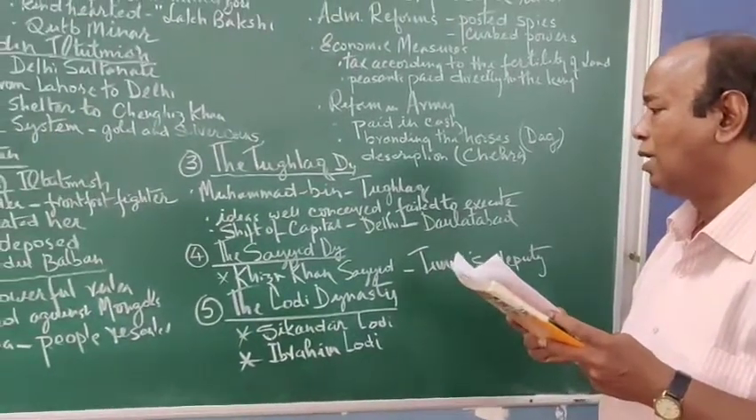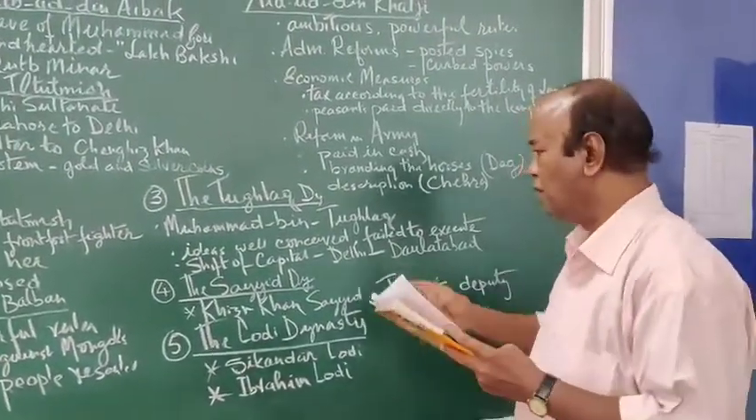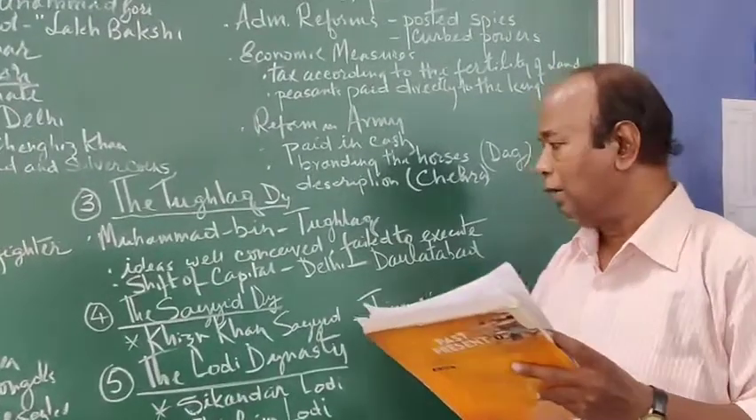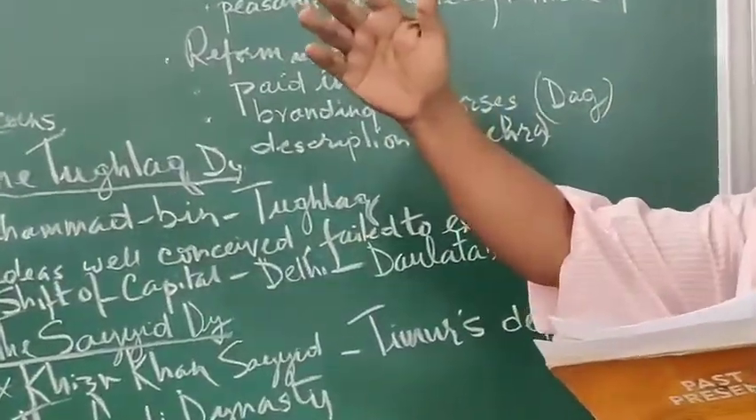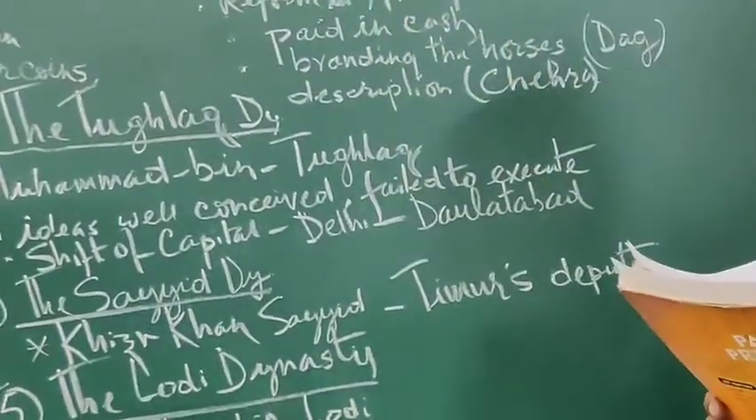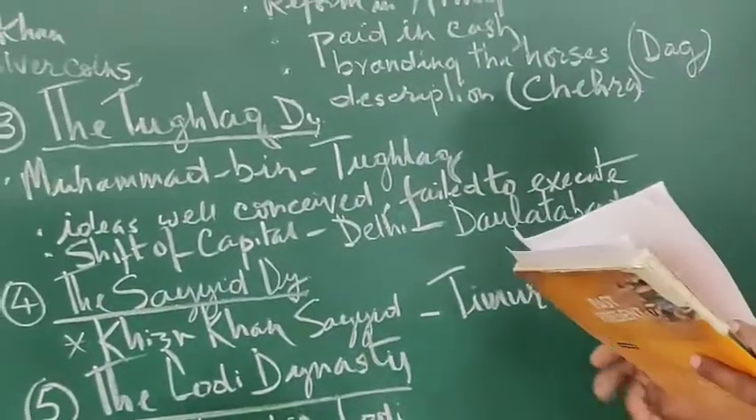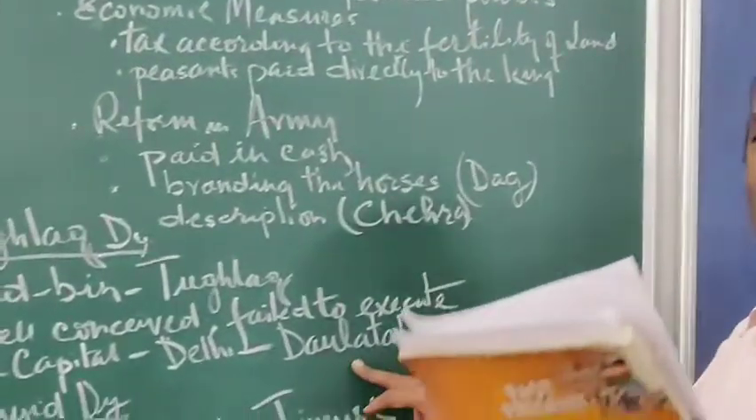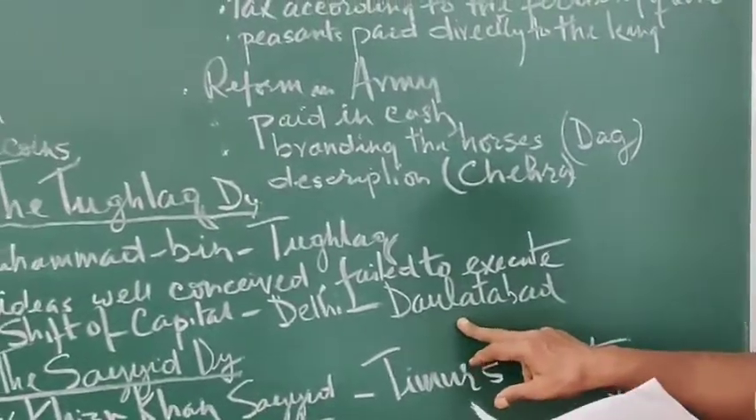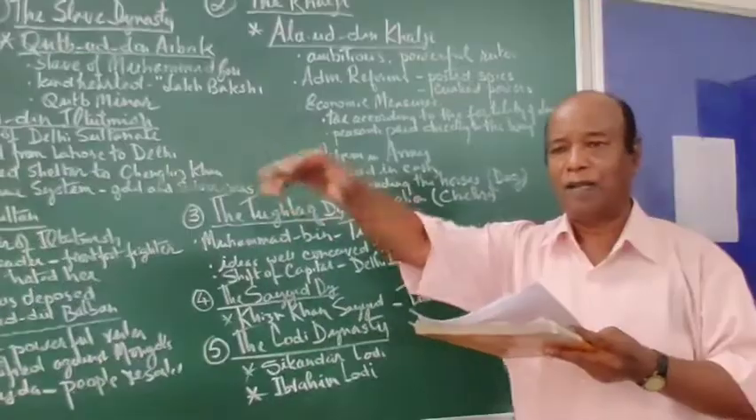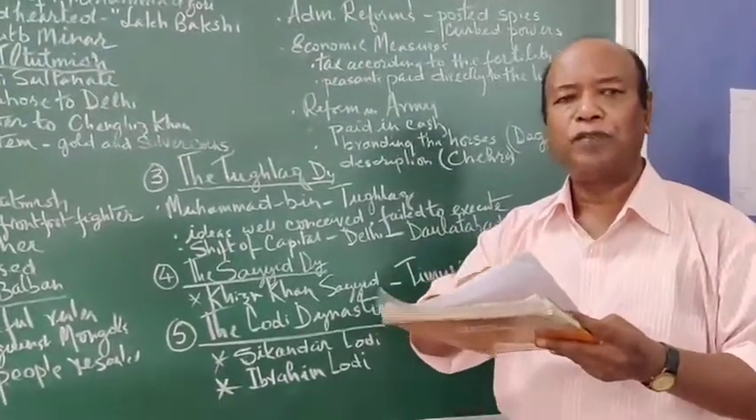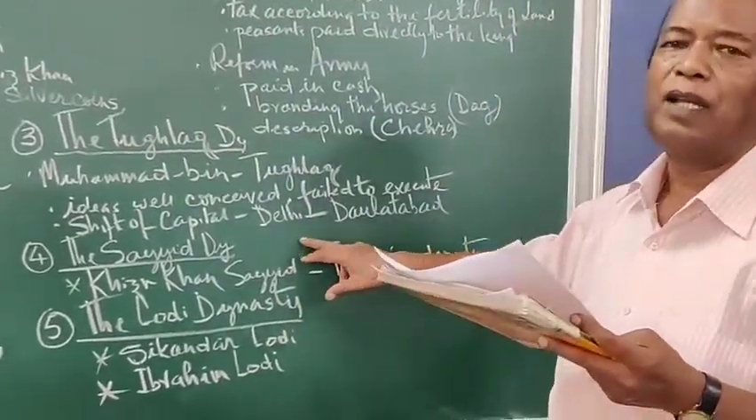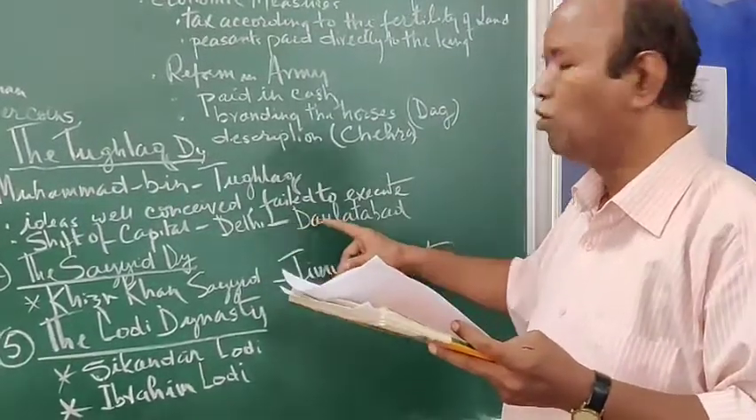Also, he shifted his capital from Delhi to Daulatabad. He had his own reason to shift the capital. In Delhi, in the northern part of India, there were lots of invasions from the Mongols. So he thought, let's go to Daulatabad, because Daulatabad is the center of his empire. He thought it would be good for him to control his own empire from there. So he ordered all his men and women, officials, to go from Delhi to Daulatabad.